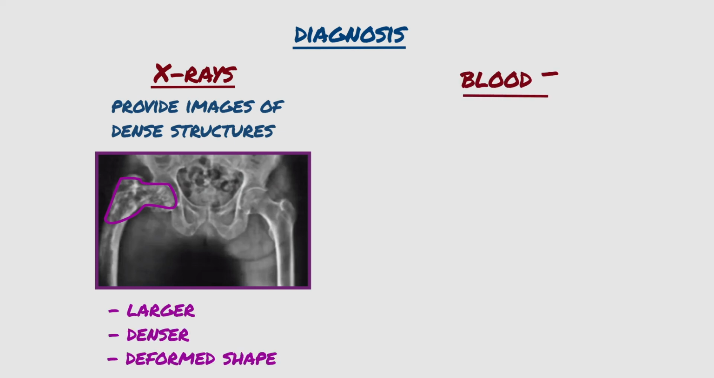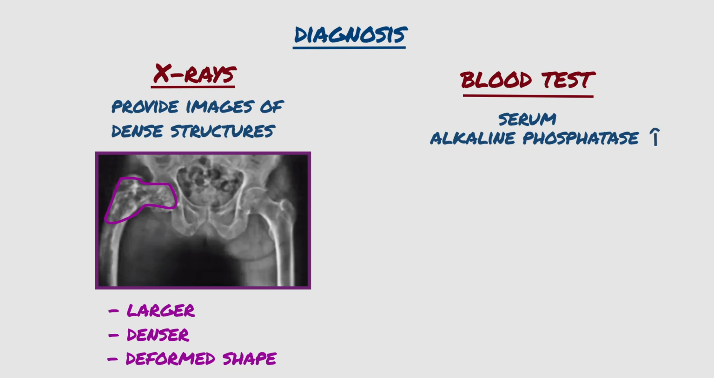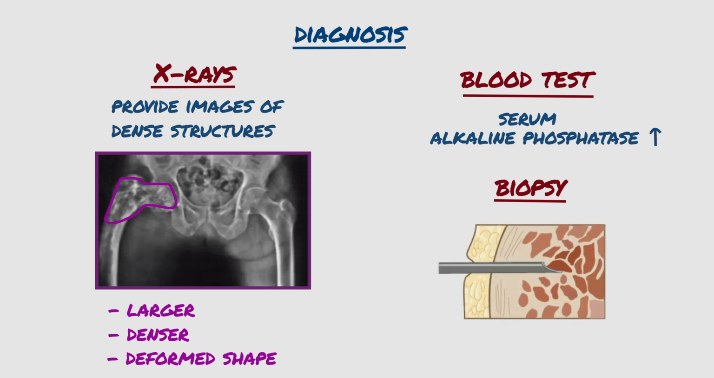A blood test called serum alkaline phosphatase may also be used to confirm the diagnosis. In patients with Paget's disease, alkaline phosphatase levels are usually quite elevated. A biopsy is sometimes necessary to confirm the diagnosis of Paget's disease or to rule out other conditions. In a biopsy, a small sample of the affected bone is removed and examined under a microscope. The procedure can be performed under local anesthesia with a needle or a small open operation.